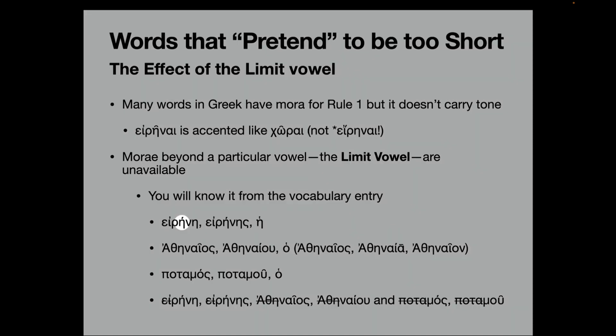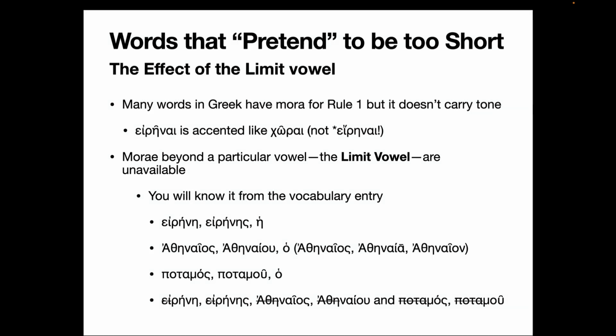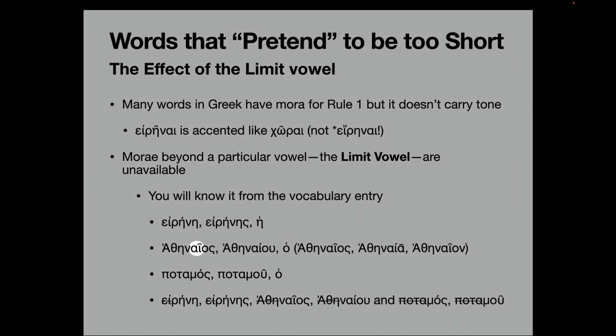And so if you look at eirana, when you learn that, eirana, eiranas, he is going to be the vocabulary entry. And you can see from the first form, the nominative singular, that eta right there is the limit vowel. And you're not going to actually notice that in any form of this word until you get to that plural nominative, eiranai. And then you can see the effect, and you can also see the visible sign of it from the circumflex on it. Athenaios, the Athenian, you can see here that the I diphthong is the limit vowel.